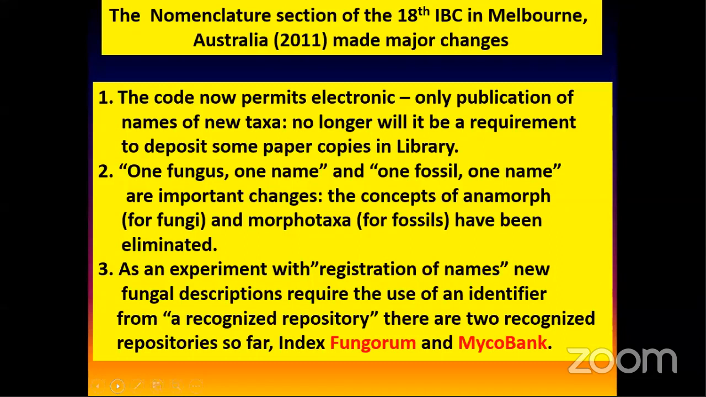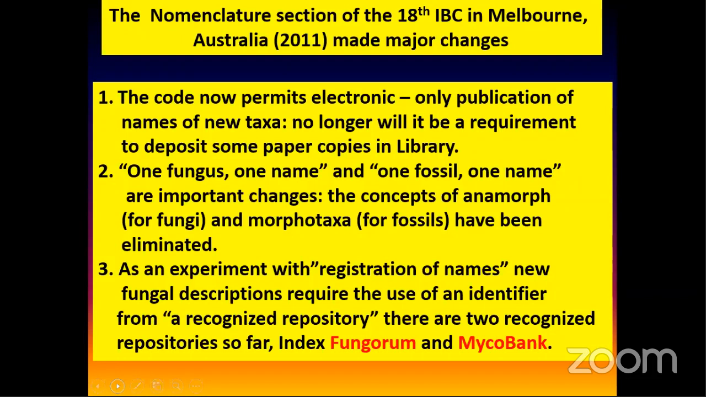Another important change is one fungus, one name, and one fossil, one name. The previous Congress did not include algae and fungi in the nomenclature system, but now it has brought in algae, fungi and other photosynthetic protista, so we have to consider fossils and fungi also. The concept of anamorph for fungi and morphotaxa for fossils has been eliminated. For fossils, every part was given a separate name. For example, Lepidocarpon is for the fruit of a particular fossil, Lepidophyllum for the leaf, or Lepidoryza, and Lepidodendron for the wood. So for the same plant, different parts were given different names. Now that is eliminated. We have to give one particular name for a particular plant. That concept was established in that recent conference.